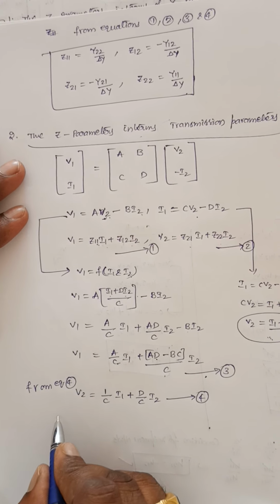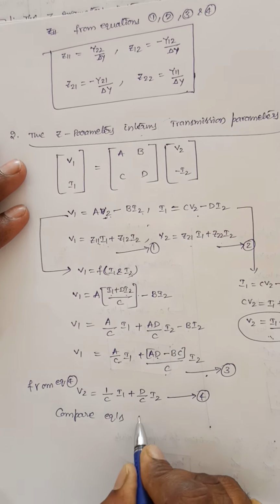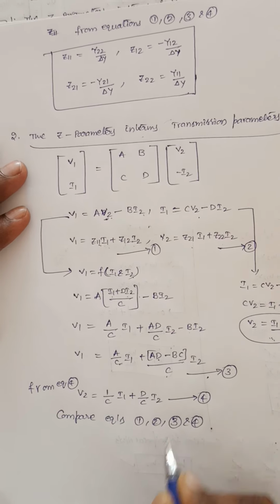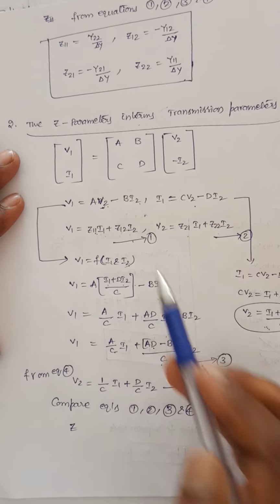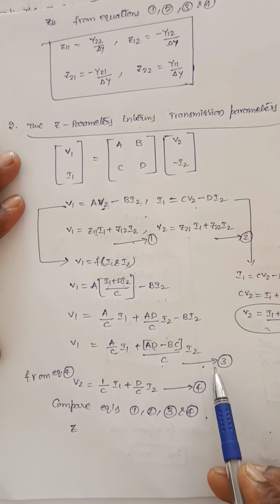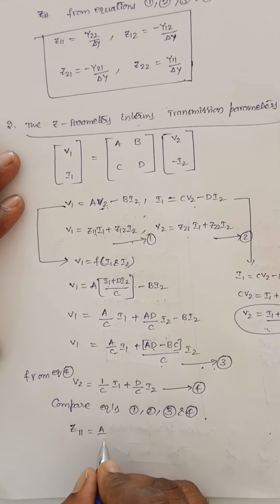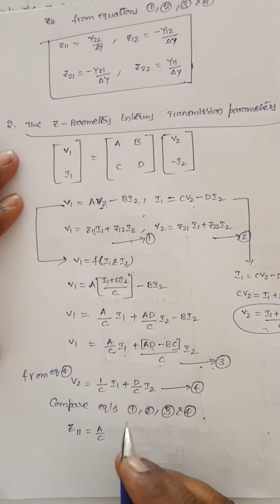Now compare equations 1, 2, 3 and 4. Now you see here, if I compare equation number 1 with equation number 3, what happens? Z11 is equal to A by C. Is that right? The coefficient of I1 here is Z11. Here the coefficient of I1 is A by C.